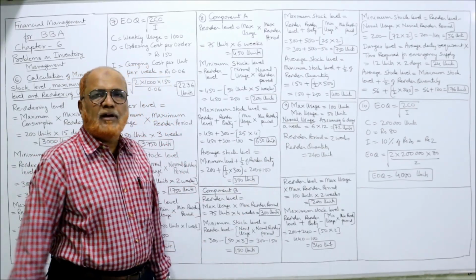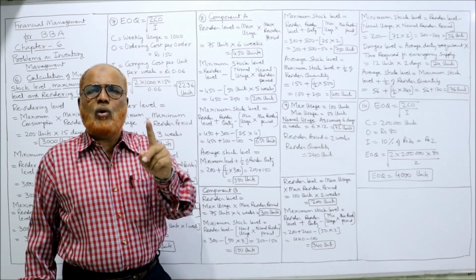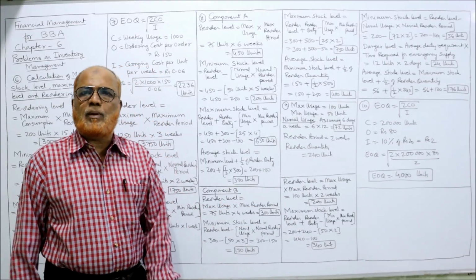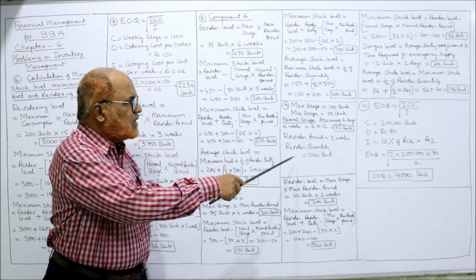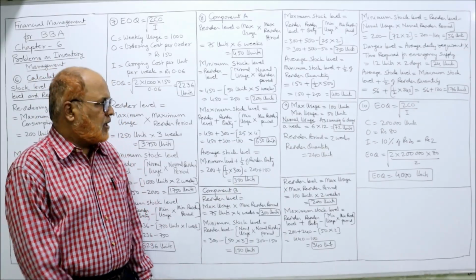Then reorder period is 2 weeks. It is not given as minimum, maximum, normal. Only one period is given, that is 2 weeks. Reorder quantity is given in the problem, 240 units. This is the complete information given. Now we substitute in the formula.